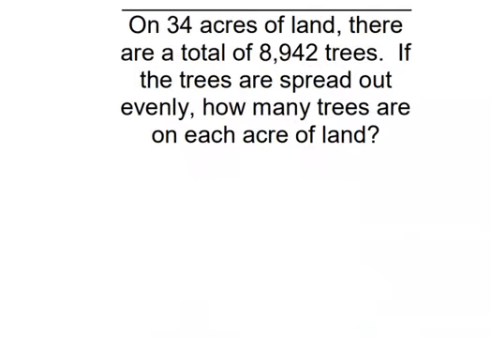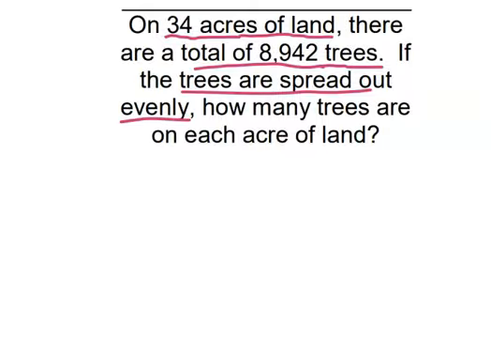All right, we have kind of an interesting scenario here. On 34 acres of land, there's a total of 8,942 trees. If the trees are spread out evenly, okay, so they're not clumped up or anything like that. Every single tree is the exact same distance from every other tree, so they're just perfectly aligned in this large forest of 34 acres. How many trees are on each acre of land?